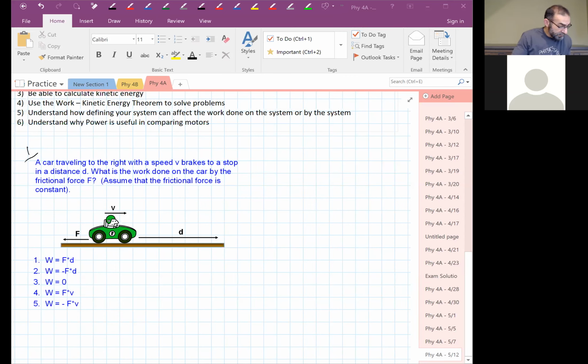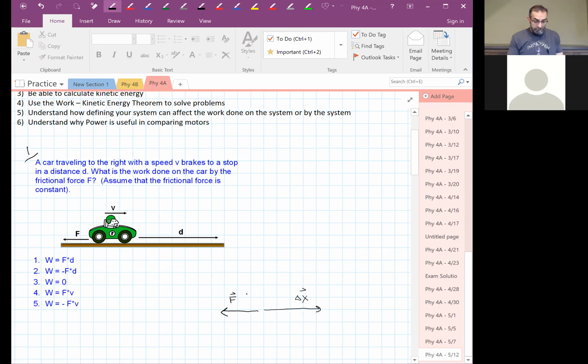So what we've got here is the displacement of the car. The car is moving to the right. But the force of friction has to be to the left in order to slow the car down. And so when we put the tails of these two vectors together, there's an angle there of 180 degrees. What we're going to see in a minute is that the work depends on the dot product between the force and the displacement. So we get a cosine of 180 in there, and we get a negative work done. So it's the force times the distance times the cosine of 180. And that works because the force is constant.